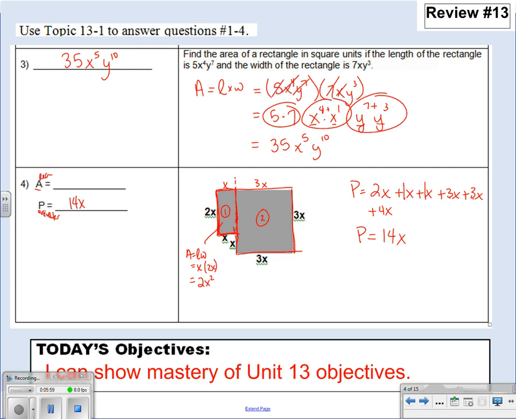From my figure 2 on the other side, I see my length is 3x and the width is 3x. And so we get 9x squared is the area for 2. To get the total area, we have to add area 1 and area 2. So that'll be 2x squared plus 9x squared, which will give us 11x squared.